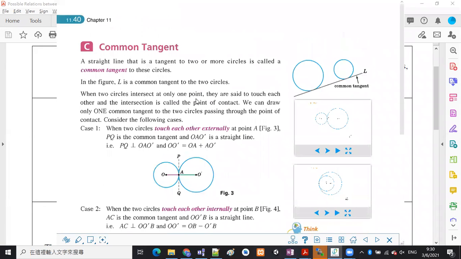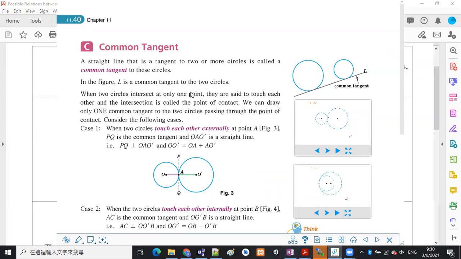Please go to page 11.40. So there is a little section here, okay? So I gave you an extra handout yesterday, which is about the relations between two circles, okay?